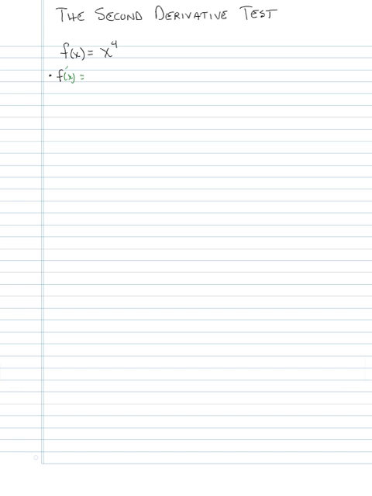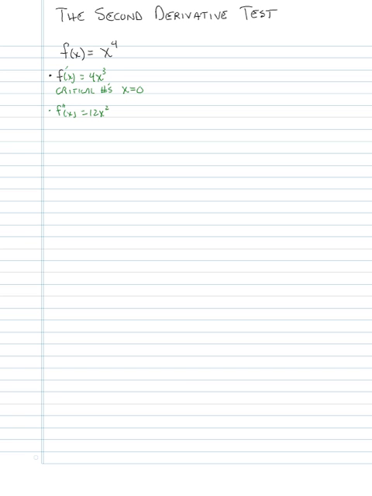And find its derivative, and of course its derivative is 4x cubed. And so if we look for the critical numbers, that would be simply x equals 0, because that's where the derivative is equal to 0, isn't it? Now if we look at the second derivative, that would be 12x squared.